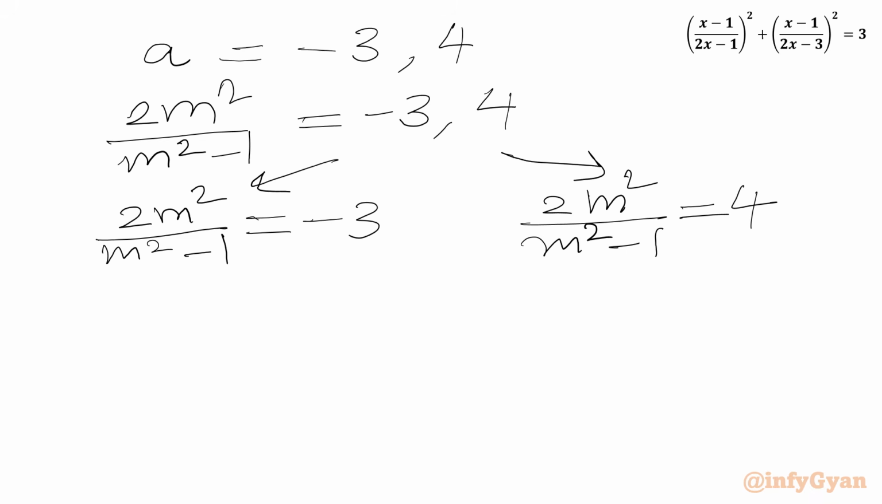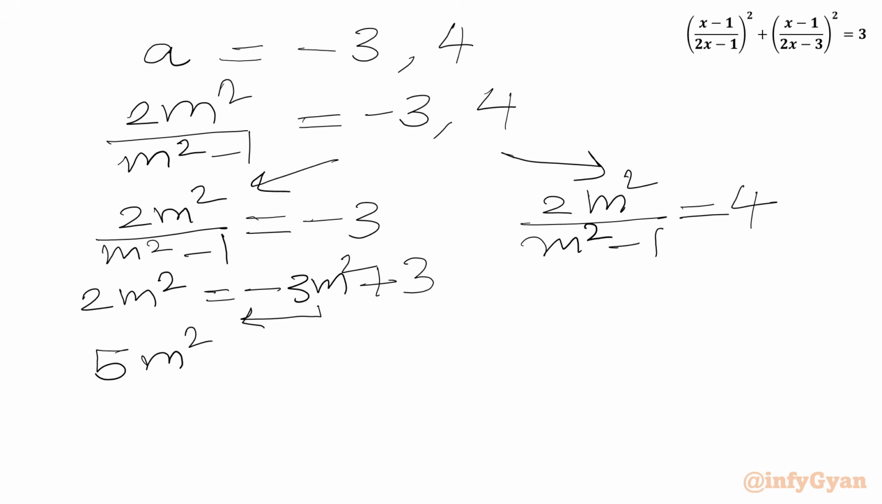Now we will cross multiply. So I can write 2m square equal to minus 3m square plus 3. Now we will take minus 3m square to the LHS. So 2 plus 3 is 5, m square equal to 3. We will divide both sides by 5 and write m square equal to 3 over 5.